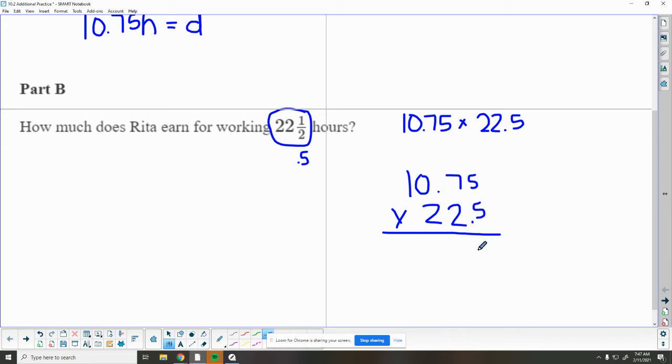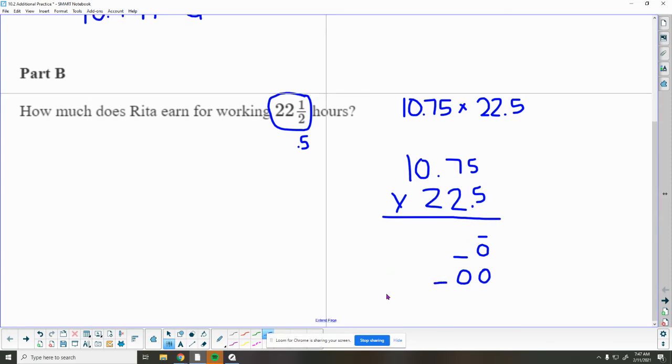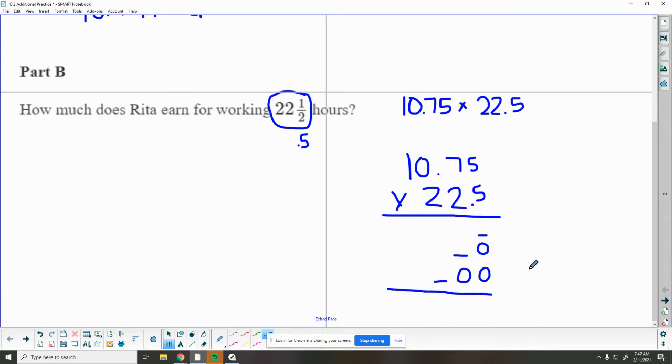Remember, this first one, our answer is going to start here. The next time when we multiply by this 2, it has to start in the next place over. And when I multiply by this second 2 here, it has to start in the third place, three places over. Go ahead and try that and then come back and you can check your work with me.